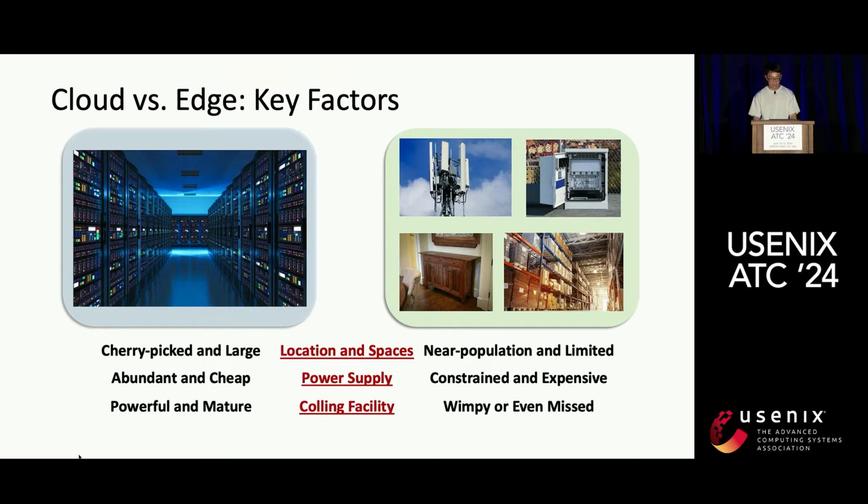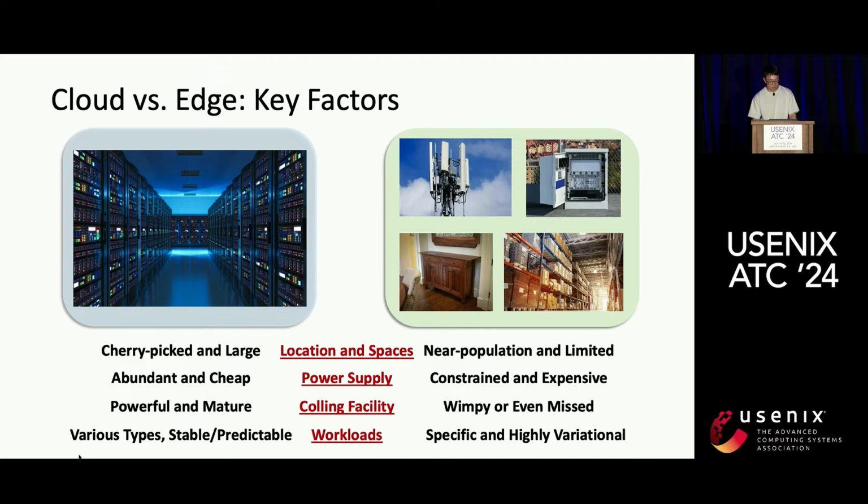Cloud data centers have well-built cooling facilities that can provide powerful cooling capabilities, while they are weak or even missing at the edge. As for the workloads, cloud data centers receive multiple types of workloads that are more stable and predictable, while at the edge, the workloads are more specific and highly variable.